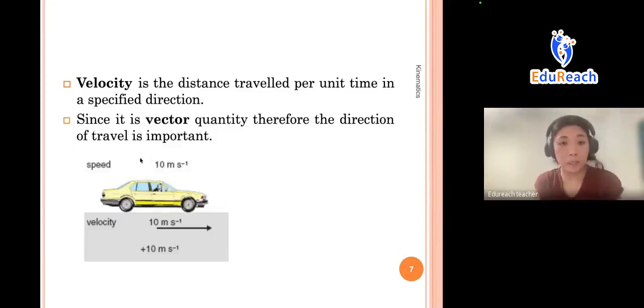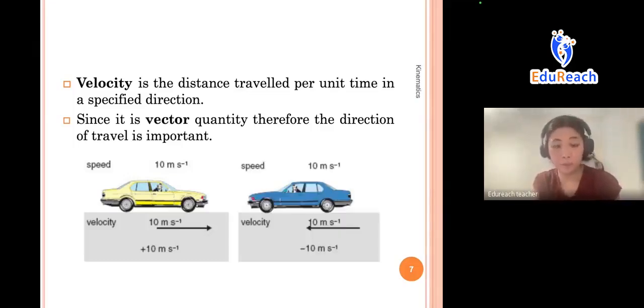So if you look at this car, it's traveling towards the right with a velocity of 10 meters per second. In total, the speed is 10 meters per second, but the velocity is 10 meters per second to the right. There's just an additional direction that we have to include. Whereas the blue car over here is in the opposite direction. The velocity is 10 meters per second towards the left.